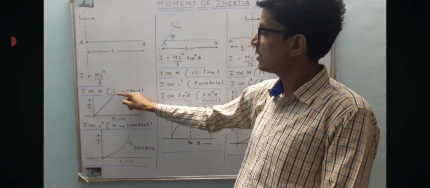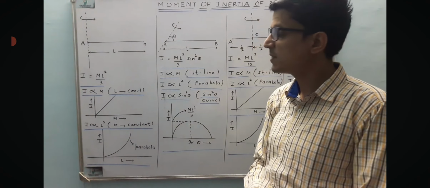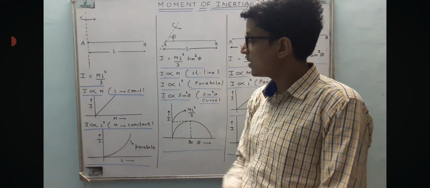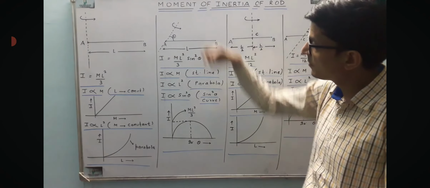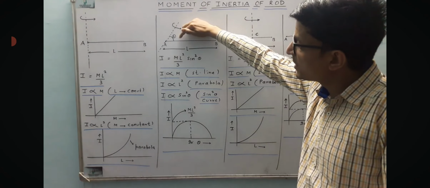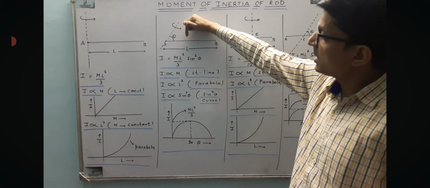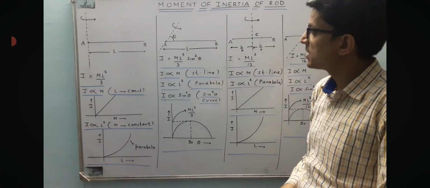It is proportional to L, m if L is constant, so graph will be a straight line. And it is proportional to L square if m is constant, so graph will be a parabola. Next we have, if we tilt the axis so that it makes an angle theta with the rod, then moment of inertia is mL square by 3 sin square theta.